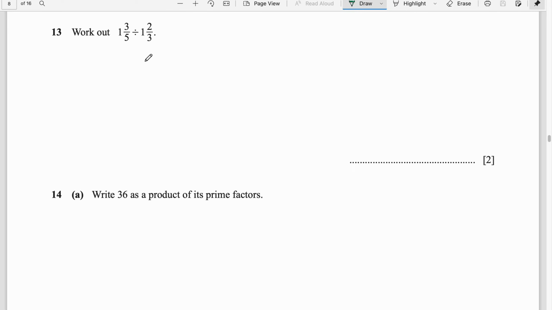Question number 13. Work out 5 1/3 times... 5/8 divided by 3 1/3 times... 3/4, 5/3, 8/5, multiply, reciprocate, 8 3 times is 24, 5 5 times is 25. So 24 by 25.